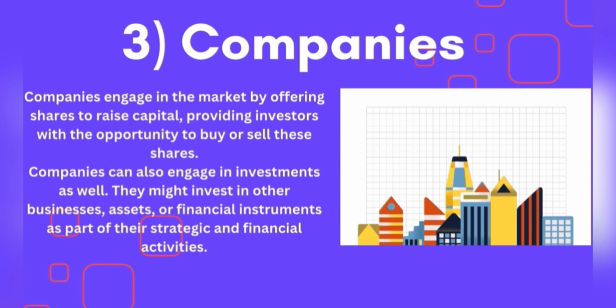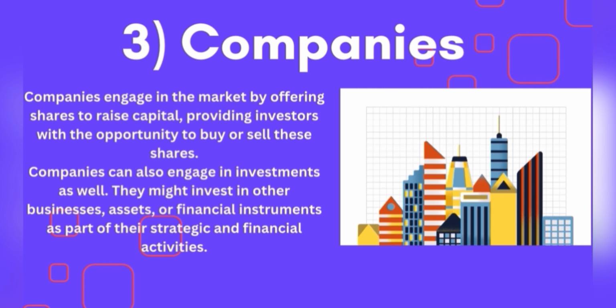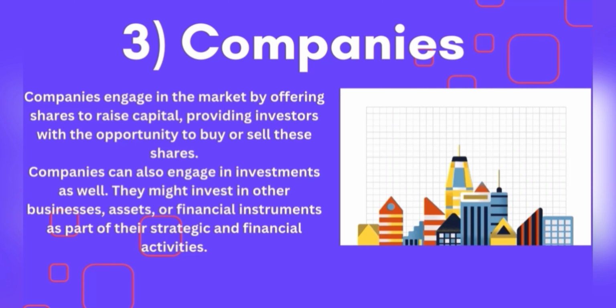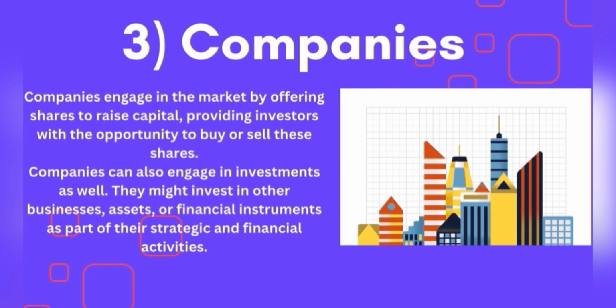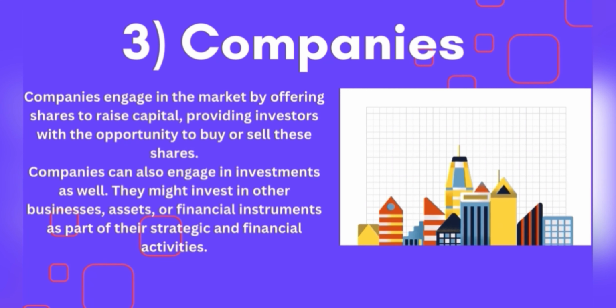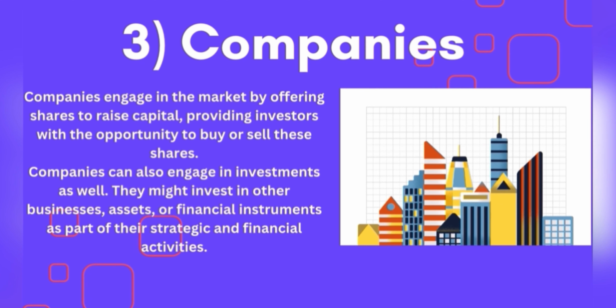Third participant of stock market are companies. Companies participate in the stock market by issuing shares, which are then traded among investors on stock exchanges. This process allows companies to raise capital by selling ownership stakes, and investors can buy or sell these shares to potentially benefit from price fluctuations or receive dividends. Companies can engage in investments as well. They might invest in other businesses, assets, or financial instruments as part of their strategic and financial activities.